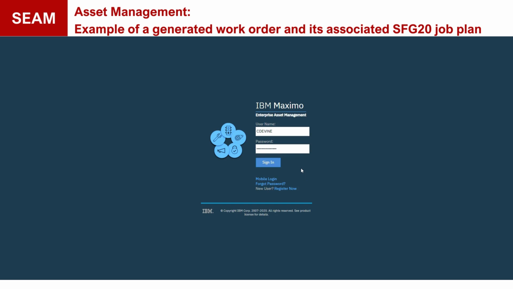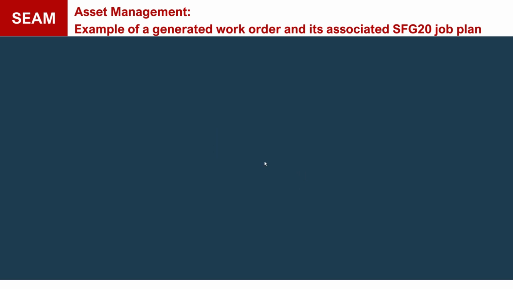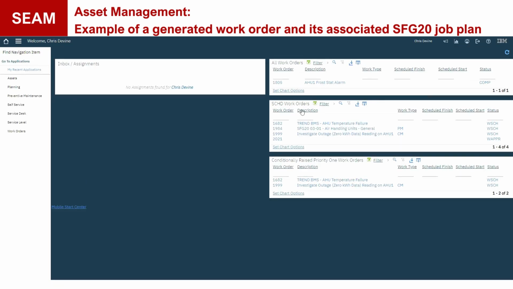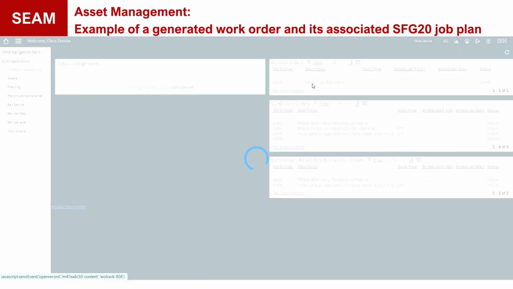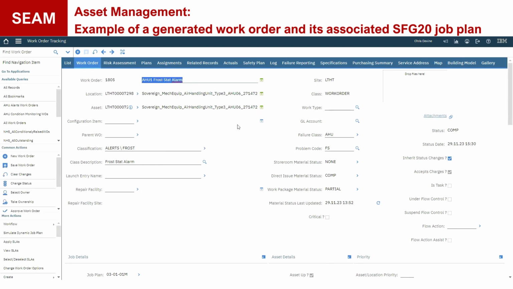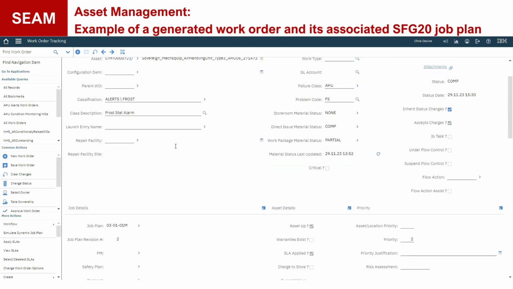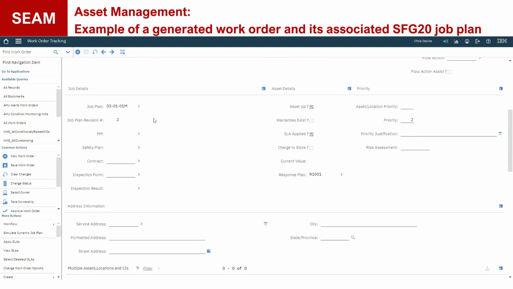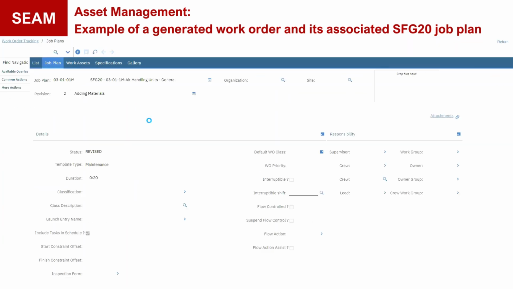Connecting as Chris Devine, our EFM supervisor, we can see a work order has been generated by the AHU following a frost alarm operating outside of normal threshold limits. As we look at the work order in more detail, we can see that Job Plan 0301 has been linked to the work order.